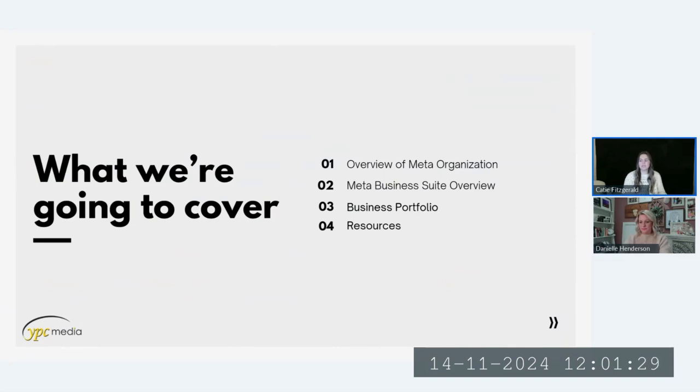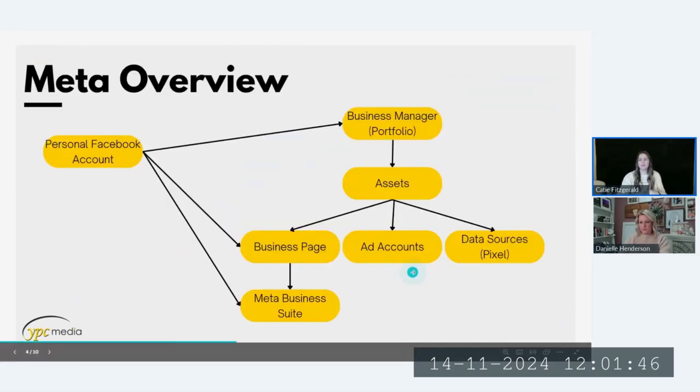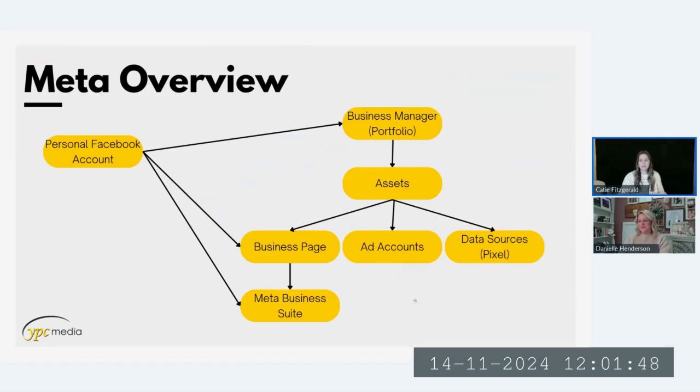We're going to go through Meta Business Suite. We're going to look at business portfolio. That's some newer terminology that I'll be going through. And of course, I want to leave you all with some resources because I know that there can be issues out there or you're wondering what's next. So we want to go through some of those resources and FAQs. To get right into it, we're going to start with the Meta overview. This screen is really my best attempt to show you all how Meta is set up.